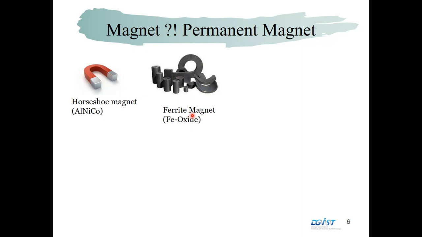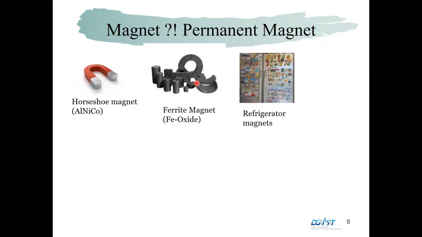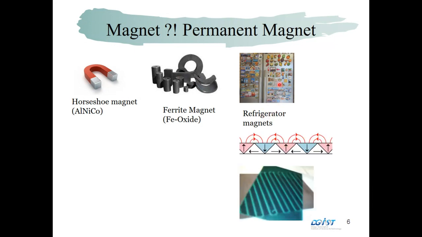Iron oxide is one of the common materials on Earth, so it's very cheap. But the performance of this kind of magnet is not so good. And there are many magnets you can easily find on your refrigerator, and even in this simple magnet, the details of the magnet structure are quite complex.